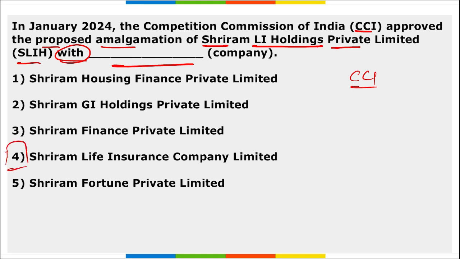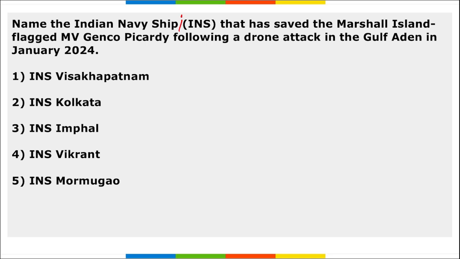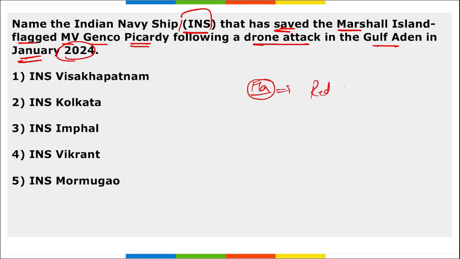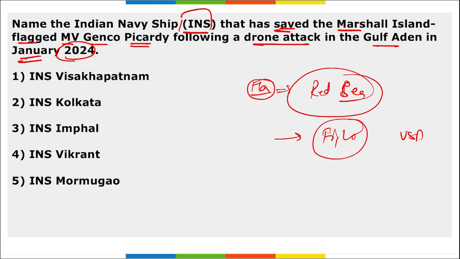Right? Next. Name the Indian naval ship that saved the Marshall Island flagged MV Genco Picardy following a drone attack in the Gulf of Aden in January 2024. We are seeing Houthi attacks in the Red Sea, right? We are seeing that there is a fight basically going on in the Gulf area. Even the USA and UK fired multiple rockets there, correct?